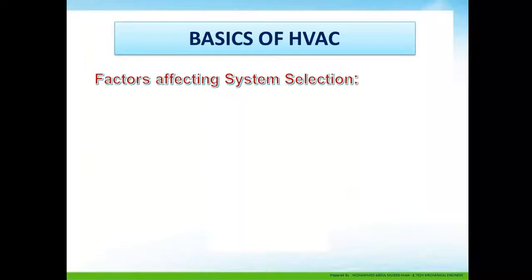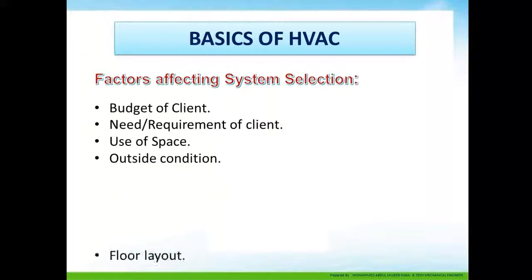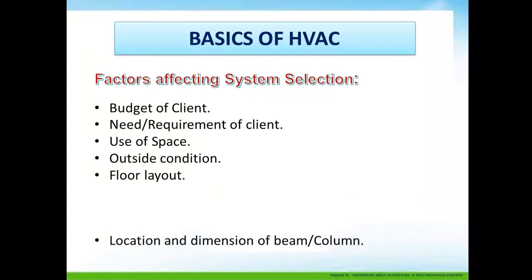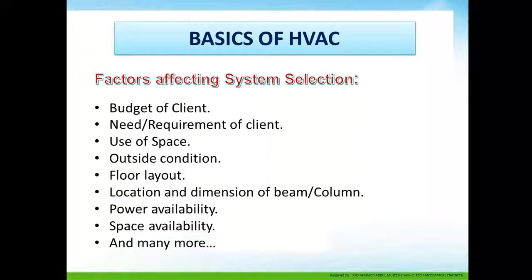Factors affecting system selection: budget of the client, need and requirement of the client, use of the space, outside condition, floor layout, location and dimension of beam and column, power availability, space availability, and many more. There are different factors which need to be considered while selecting a proper system. These are the basic factors, and there can be many more.